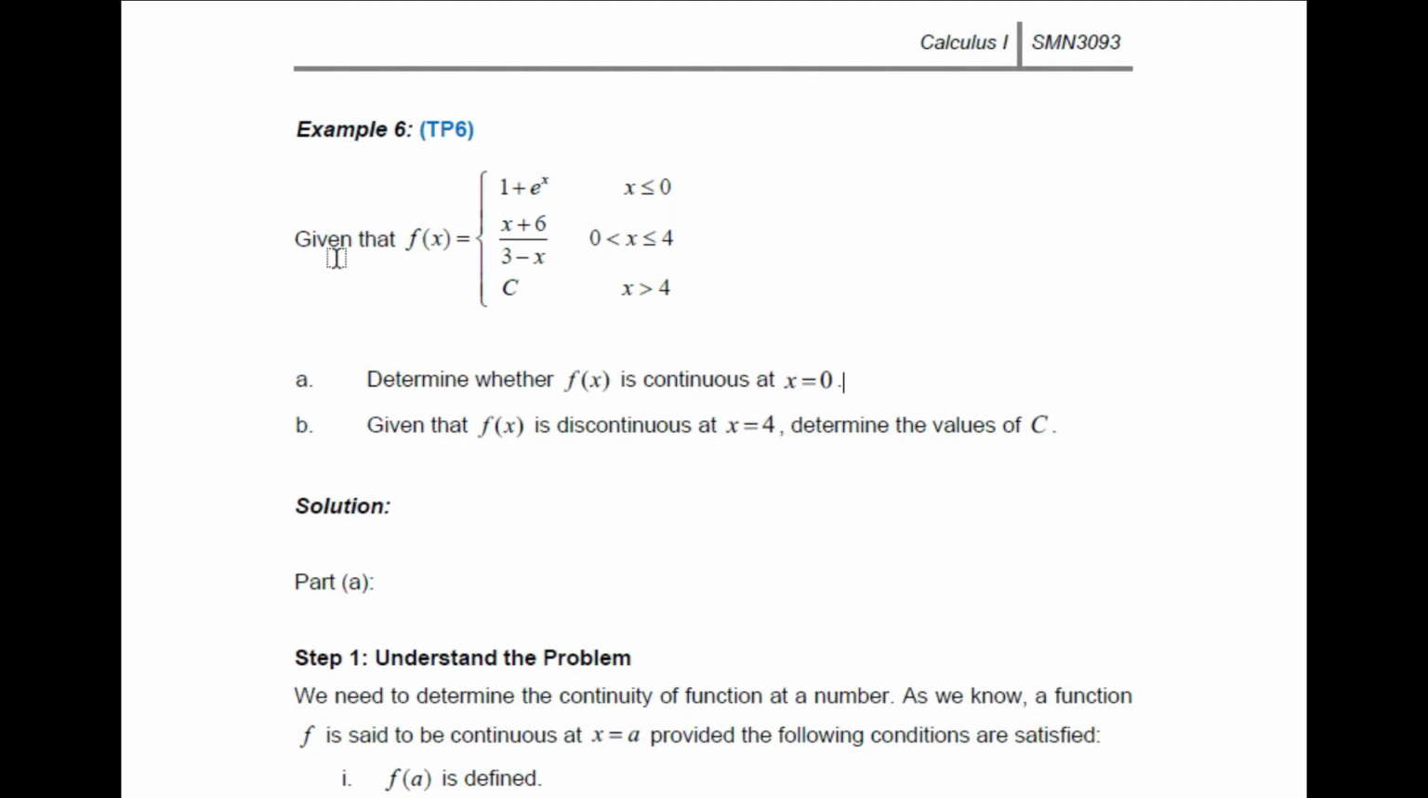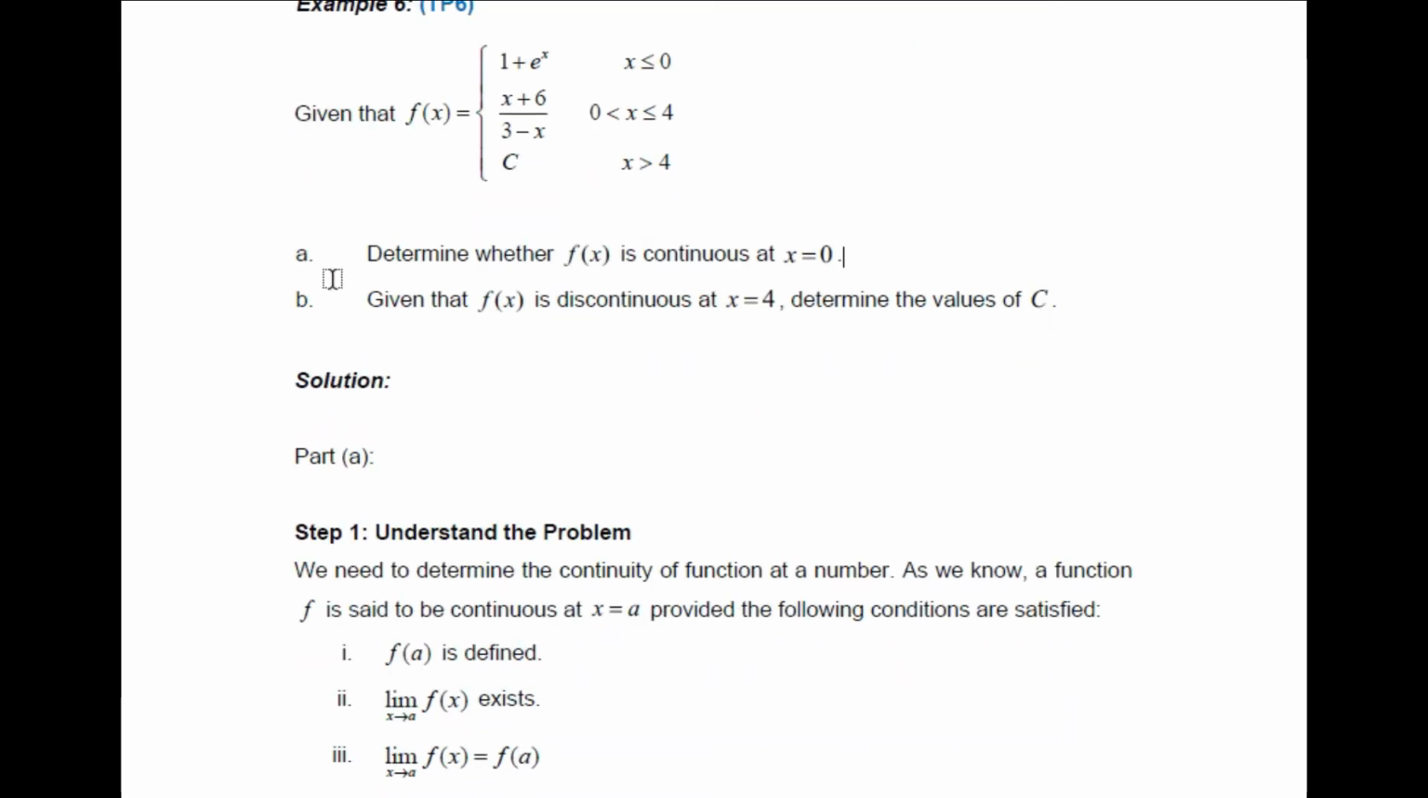Example 6. Given that f(x) equals 1 plus e to the power of x, where x is less than or equal to 0; (x plus c) over (3 minus x), where x is more than 0 and less than or equal to 4; and c, where x is more than 4. A. Determine whether f(x) is continuous at x equals 0. B. Given that f(x) is discontinuous at x equals 4, determine the values of c.